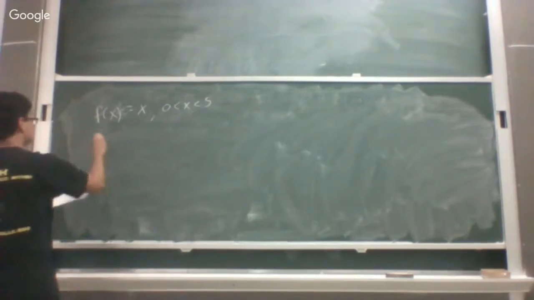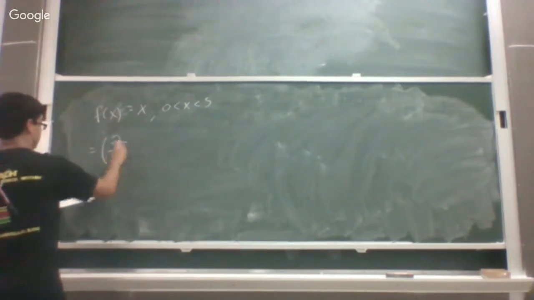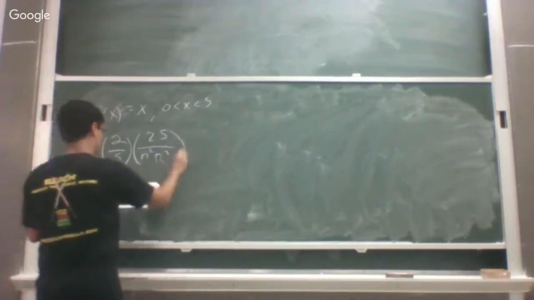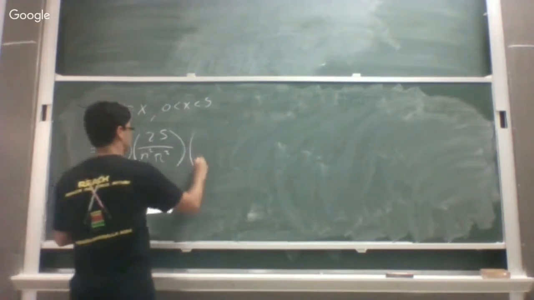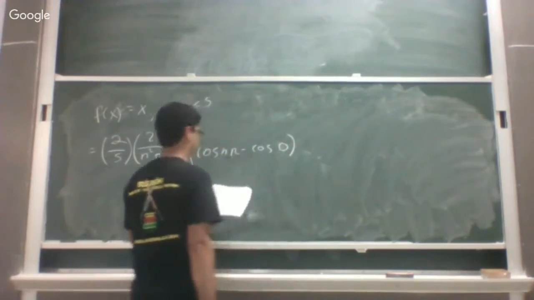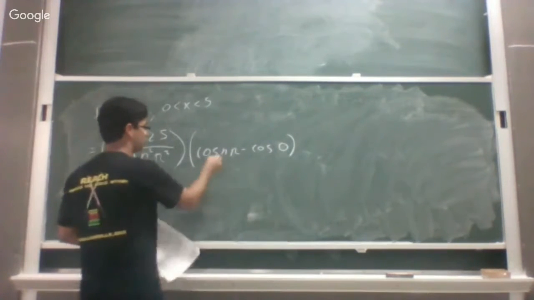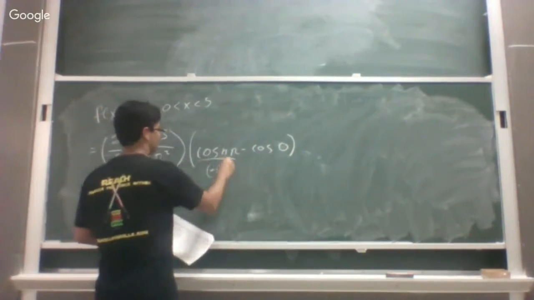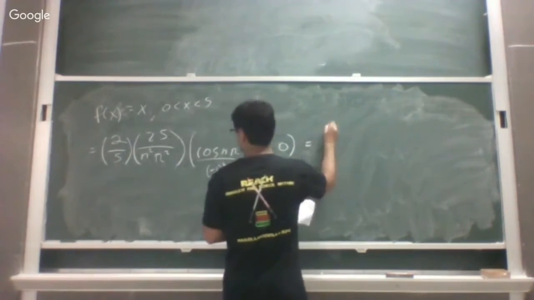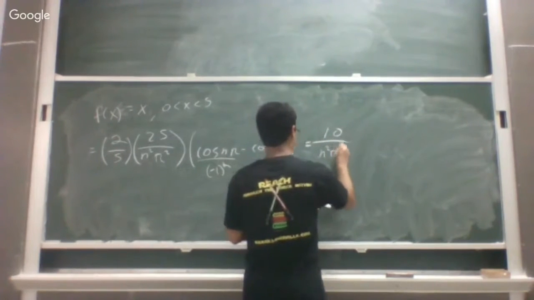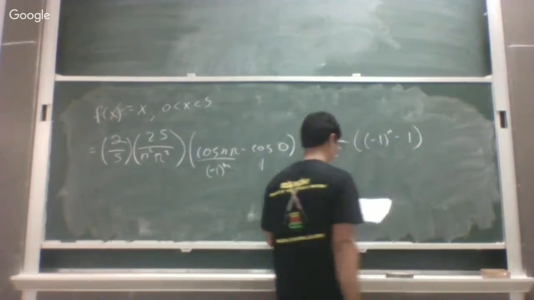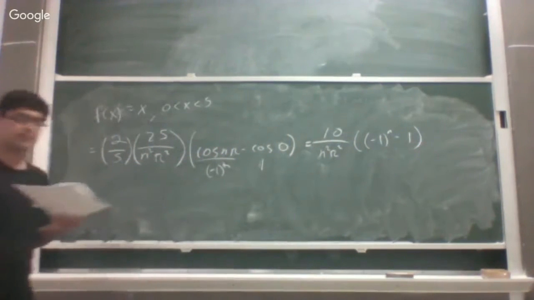Okay. So then that was equal to 2/5 times 25 over n squared pi squared. And then if we plug in a 5, we get cosine of n pi minus cosine of 0. Well, we already know that cosine of n pi is (-1)^n. Cosine of 0 is just 1. So this is equal to 10 over n squared pi squared times ((-1)^n minus 1). Okay.